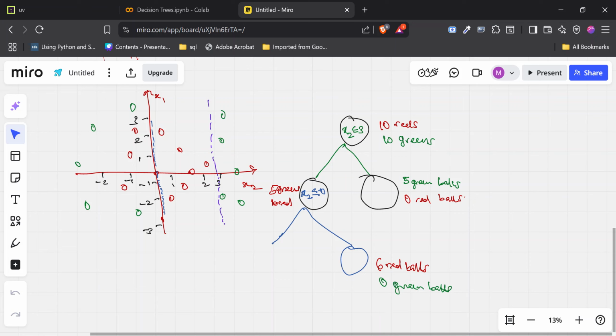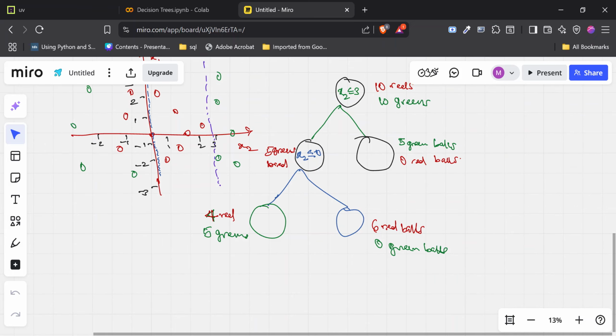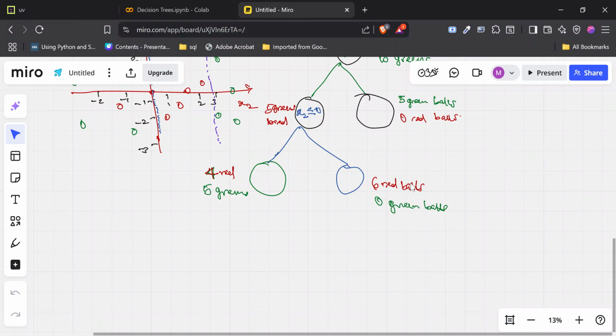Then on this other side here, we're going to have how many is that? So six red balls, we are left with four red balls. So here we're going to say four red. And how many green? We're going to be left with five greens, which are all of the greens that came from the top here. So again, we have a pure node here because it is only six red. There are no greens here.